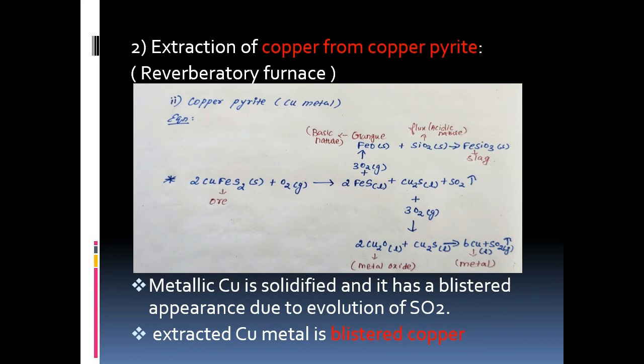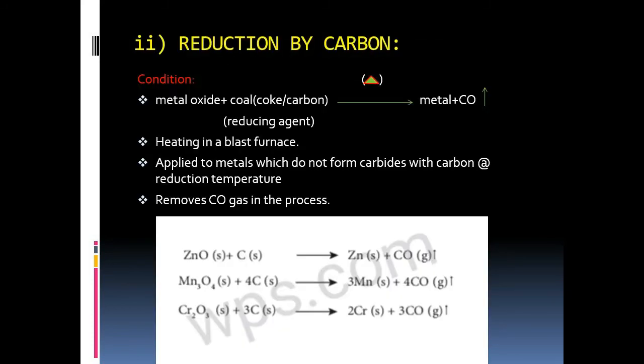So students, did you get some idea how this process happened in this smelting furnace? I hope you have understood this. Then the next step, the second step, is reduction: reducing the metal oxide into its metal by carbon.